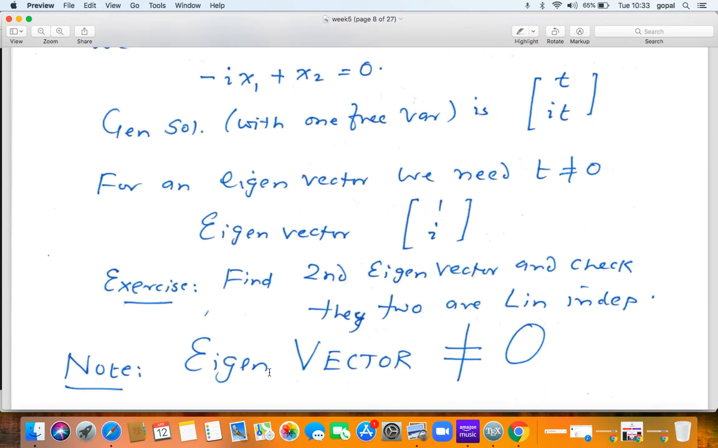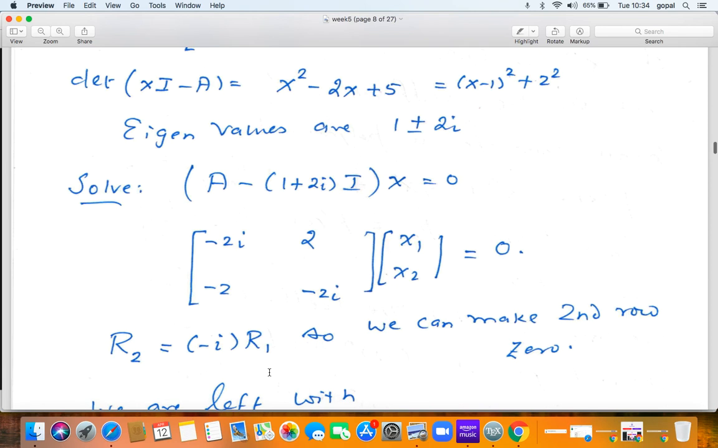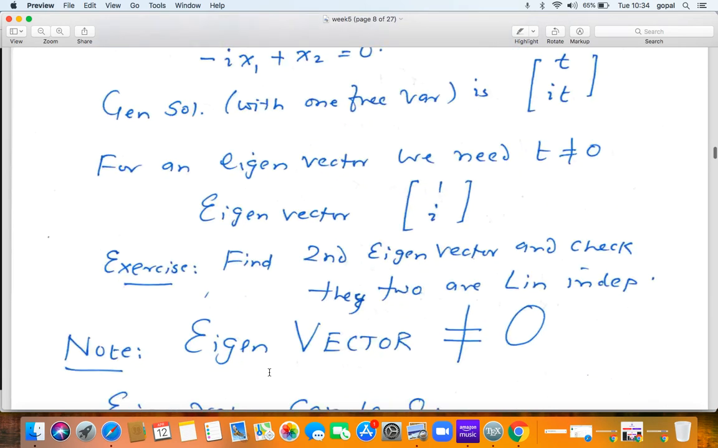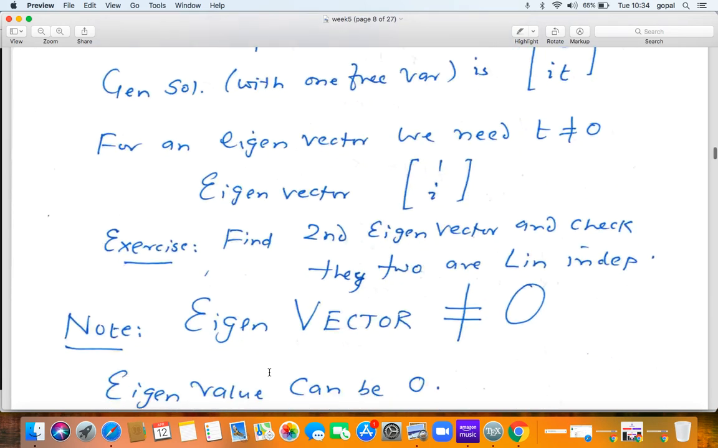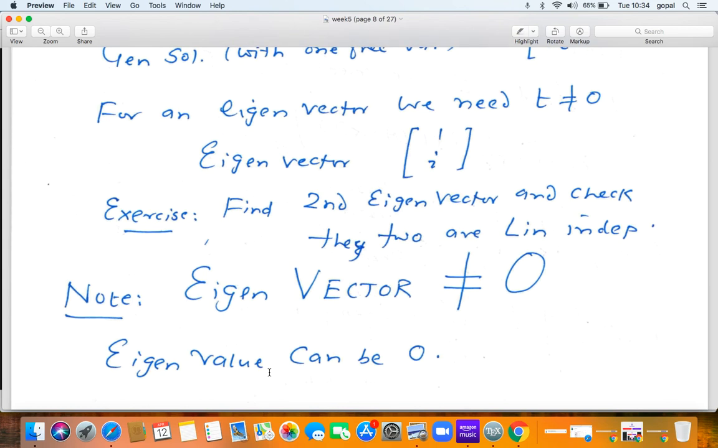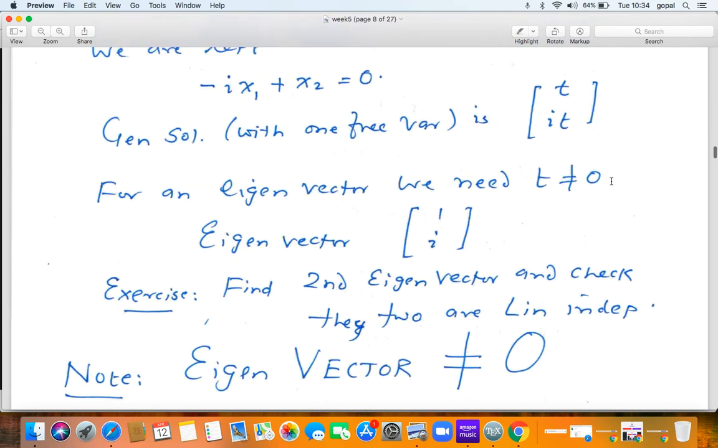Exercise: take the other eigenvalue, 1 minus 2i, do the same thing, and find the corresponding eigenvector. Remember, again, I'm flagging it: an eigenvector is not the zero vector. An eigenvector cannot be 0, but an eigenvalue can be 0. So don't say that you solved the system of equations and got 0, 0, 0 as a solution.